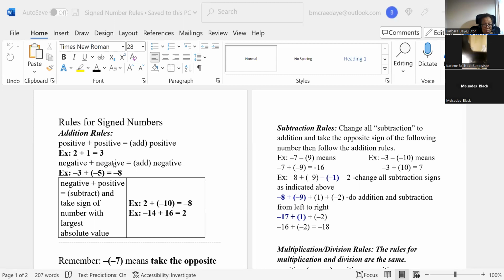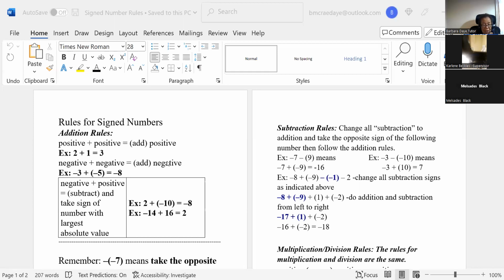Negative plus negative equal add. That's right, you add the negatives and you get what? Negative. Example, a negative 3 plus a negative 5 gives you a negative 8. 3 and 5, 8, and you put negative. Is that part clear, Mercedes? Yes, Miss Barbara. Okay, so positive plus positive gives positive. Negative plus negative gives negative.